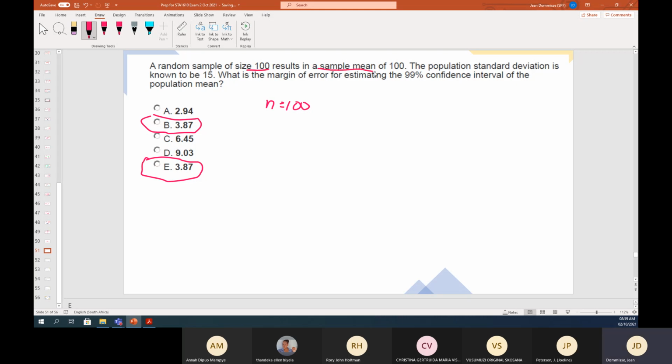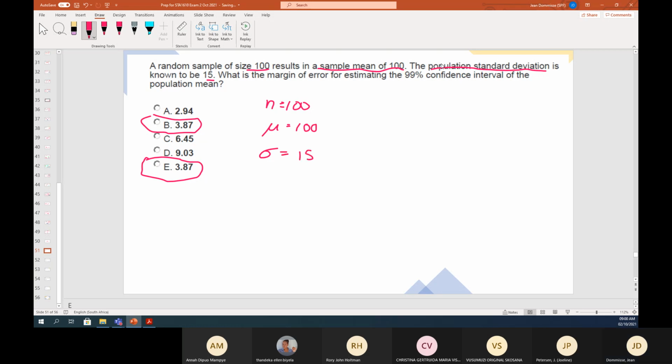Sample mean. So that is again of 100. I don't like it. That is also 100. One can easily make a mistake. Population standard deviation is known to be 15. Okay, known to be 15.